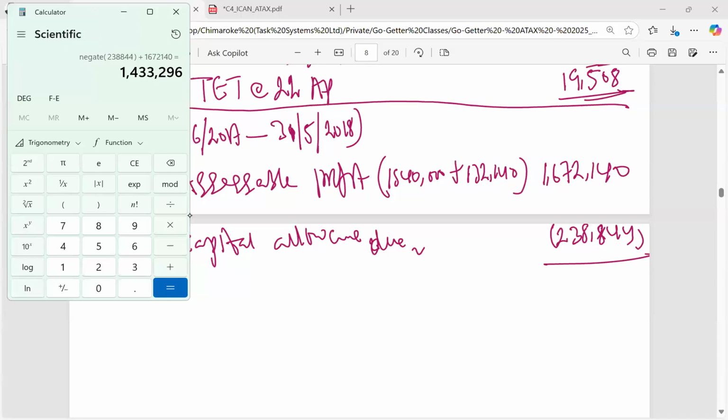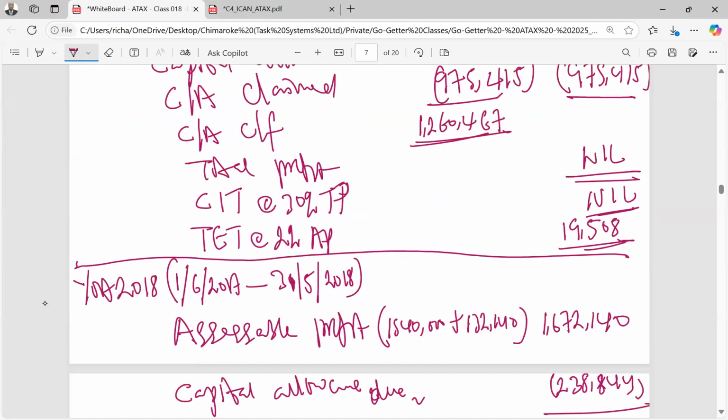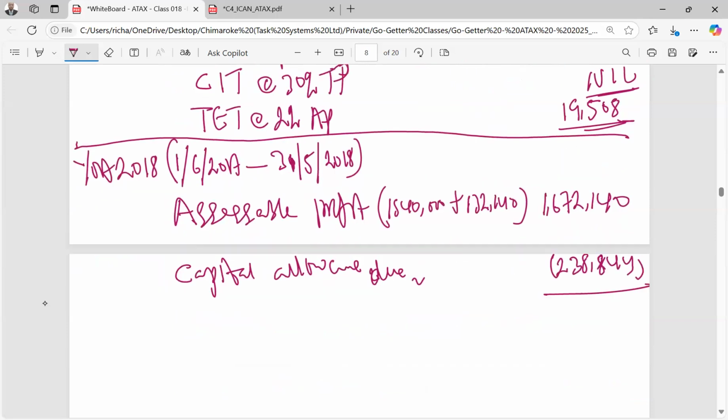Yes? But there is a capital allowance brought forward from the previous year. I didn't get that. There's capital allowance brought forward from the previous year. Are we not going to use that? Oh, did we miss it? Wow, so sorry. Okay, yeah. Thank you for that. So let me just bring this one here. 238,844. I totally missed that. Thank you for being sharp.